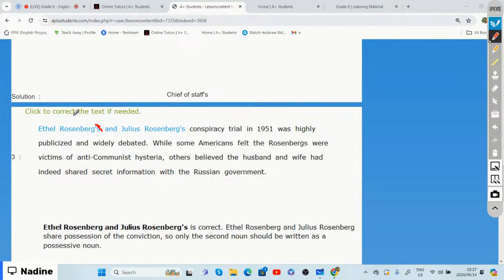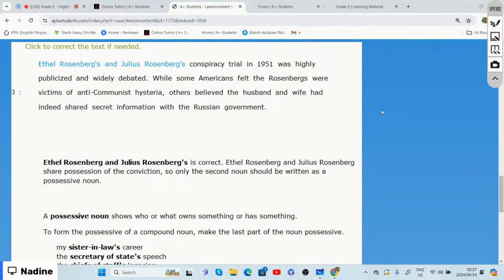All right. So we see that in this case, it's going to be both of them together. So we put only one apostrophe, there by Rosenberg's. So only one apostrophe. Remember, even if you have more than one thing, we only add one apostrophe within the sentence.